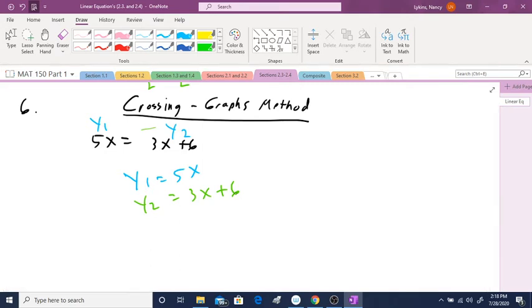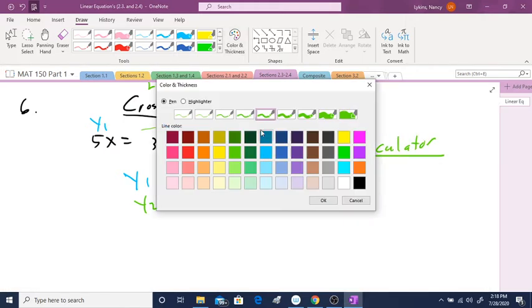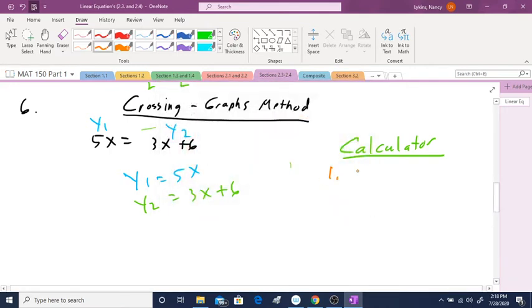Now, on your calculator, I'm going to put little directions here for your calculator. At the very top of your screen, you'll see a y equals, okay? When you hit y equals, you just type in for y1 the 5x, and then hit enter, and then for the y2 you put in 3x plus 6.